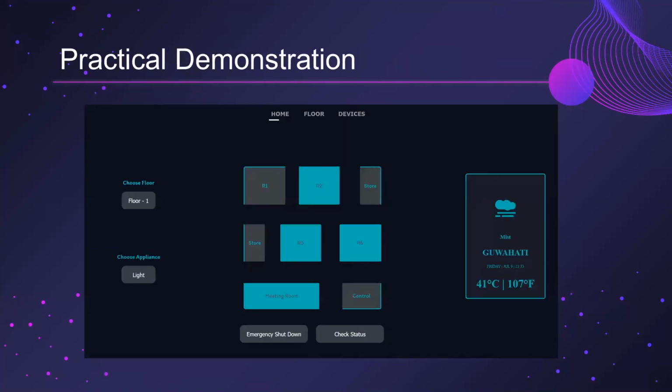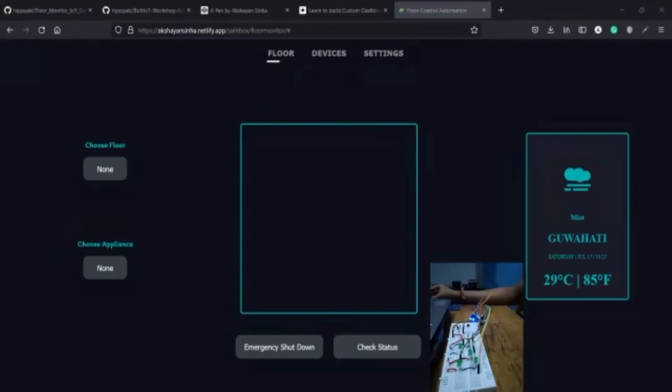Okay, I will show a practical demonstration of how my flow monitoring works. Okay, so this is my interface right now. As you can see, I have used a navigation bar. This is the weather application. This is live data from my temperature sensor, this LM35. If I touch it, the sensor's value will change. You can see.